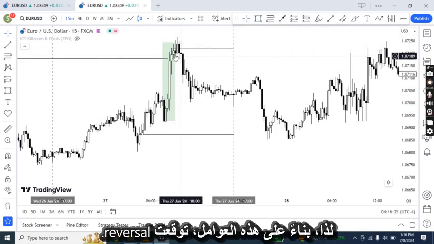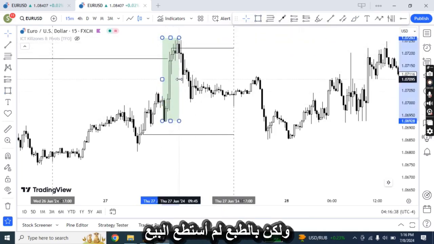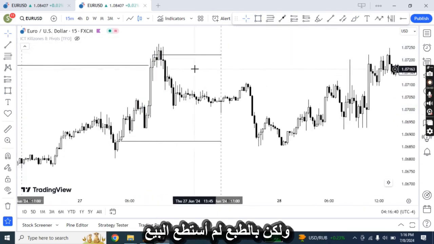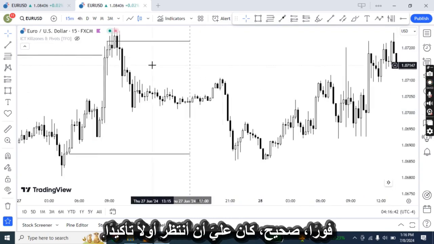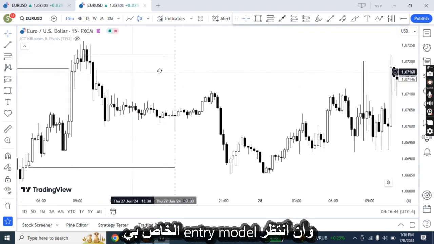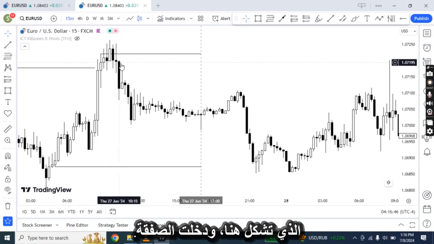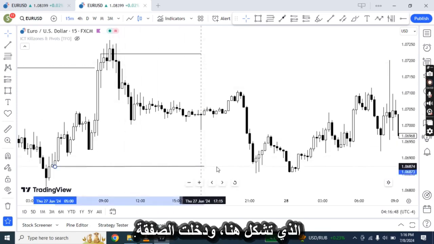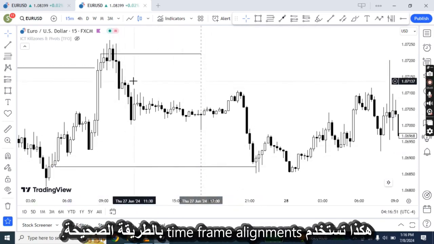So based on these factors, I expected a reversal, but obviously I couldn't just short right away, right? I had to first wait for a confirmation and wait for my entry model, which is basically a model 1 entry that formed right here, and I traded that. This is how you use time frame alignments in the correct way.